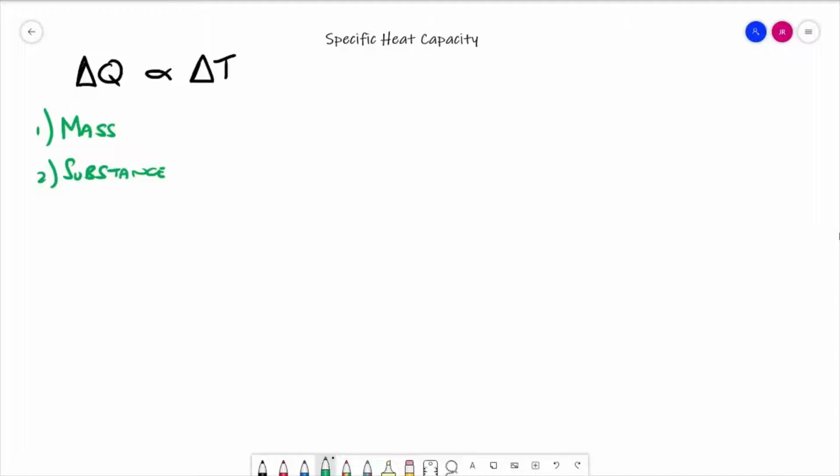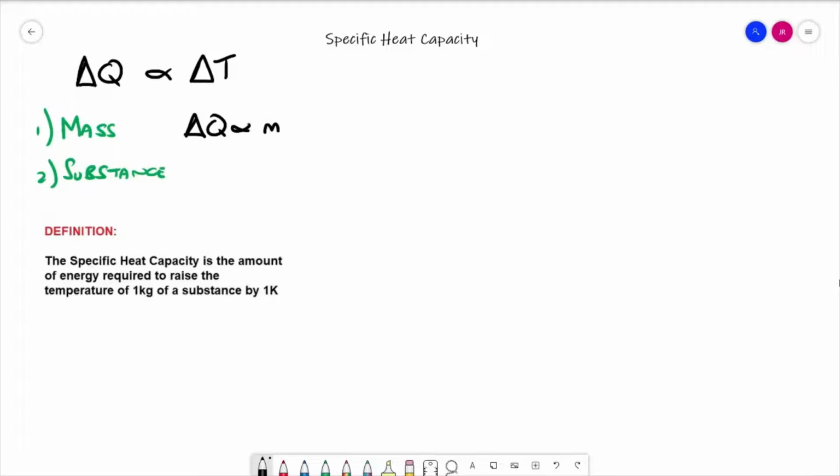Now, to start to bring this all together, so that's just bringing everything over from the last screen: delta Q is proportional to delta T, and we've got to do something with the mass and the substance. Now, firstly, hopefully we can see that, as we said before, delta Q is proportional to the mass. So in other words, the more mass we've got, the more energy, the more heat we need to change that temperature. Now, from the substance's point of view, the constant that we need for the substance is known as the specific heat capacity.